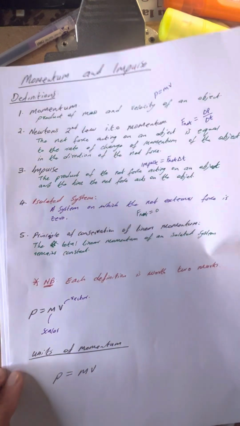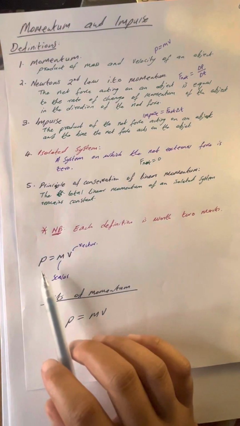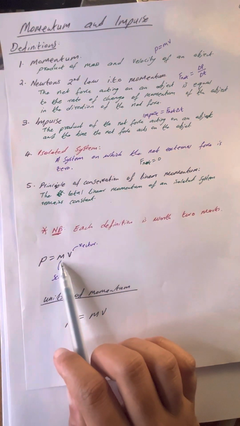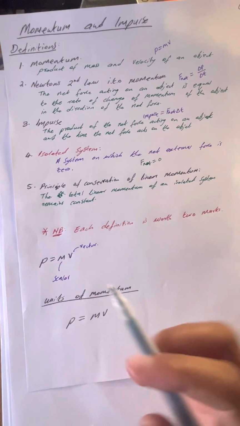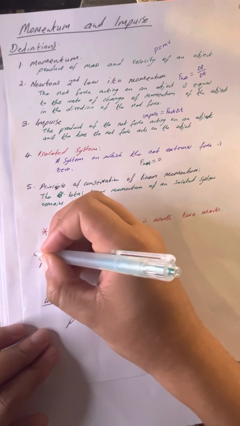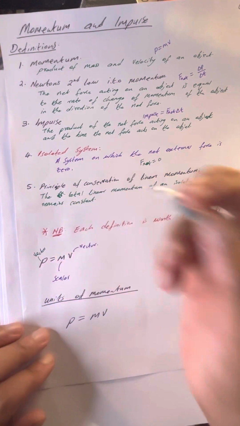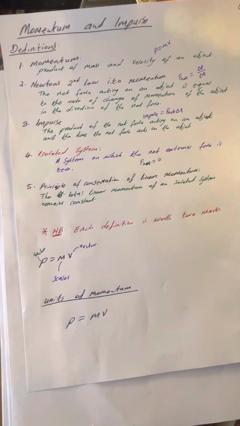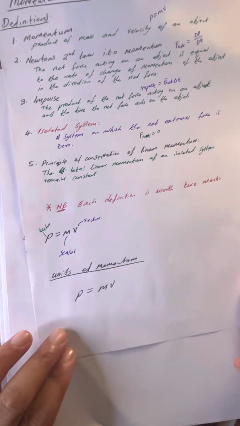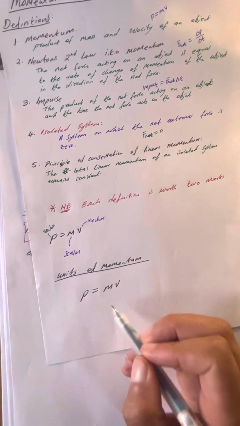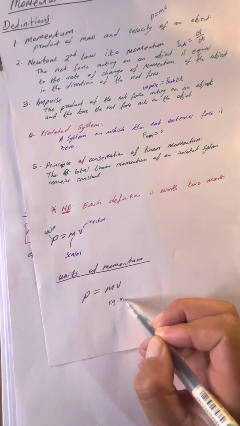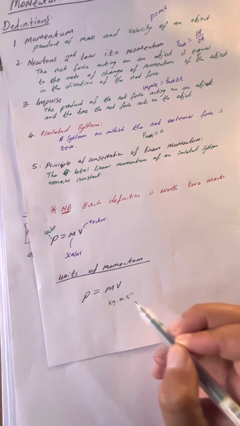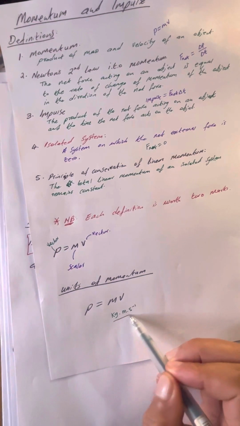Since mass is a scalar, and velocity, we know this from grade 10, is a vector, this means that momentum is going to be a vector quantity as well. When you multiply a vector with a scalar, you get another vector. The unit for mass is kilograms, the unit for velocity is meters per second. So the unit for momentum becomes kilograms meters per second.